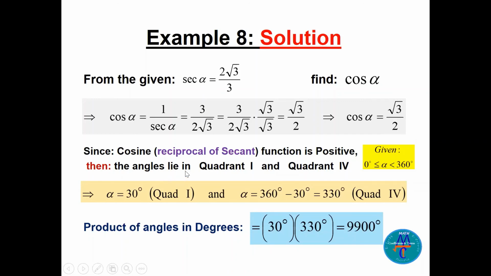Now the angles here lie in quadrant 1 and 4 because the cosine is positive in quadrant 1 and 4. So we need to find all the alphas between 0 and 360. So the first alpha will be 30 degrees. This is in quadrant 1, and alpha will be 360 minus 30, which will be 330 in quadrant 4. So let's find the product of the angles in degrees. 30 degrees times 330 will be 9,900 degrees is the answer.